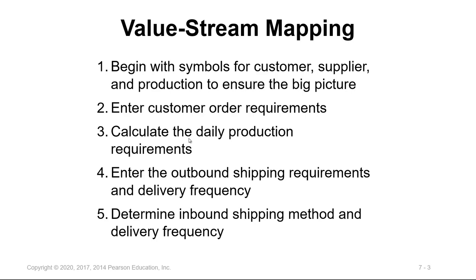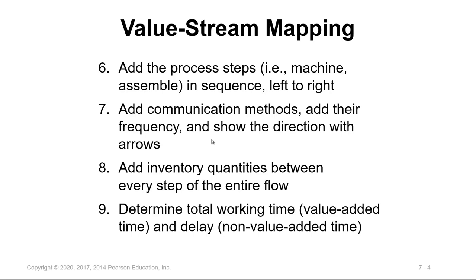Then we enter customer order requirements and calculate the daily production requirements. The following step will be to enter the outbound shipping requirements and delivery frequency. Then we determine inbound shipping method and delivery frequency. Then we identify and add the processes that the product will go through until it gets packaged and shipped to the customer. We add to the mapping the communication methods and their frequency, showing the direction of communications using arrows.